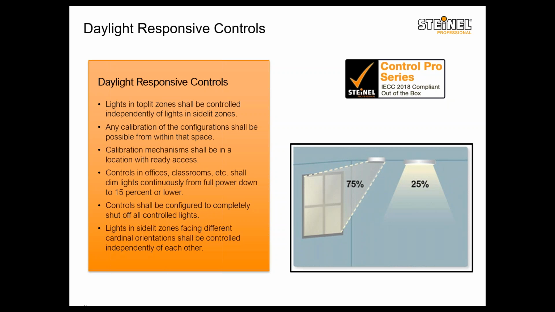And the last point that has been introduced is that the lights in side lit zones facing different cardinal orientations shall be controlled independently of each other. So you have to split a north and east or west facing daylight zone from the other one. You can't just have your daylight zone bend across the core.